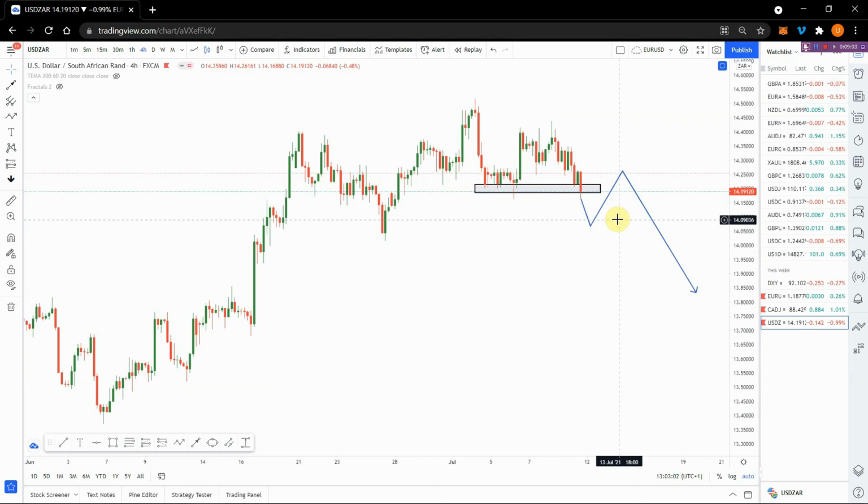So trade safely, guys. Risk management is always key, right? Don't risk more than 1 to 2% of your capital, right?